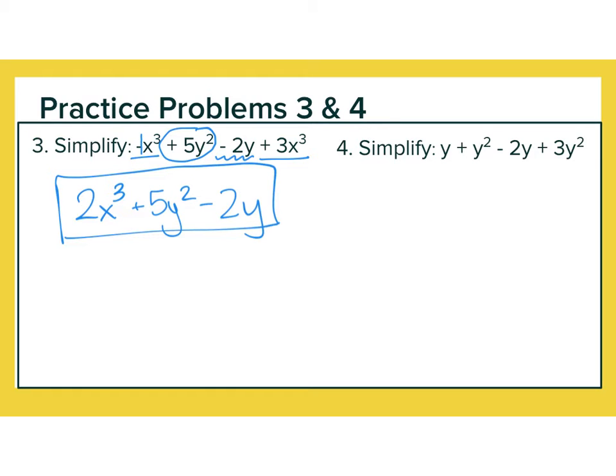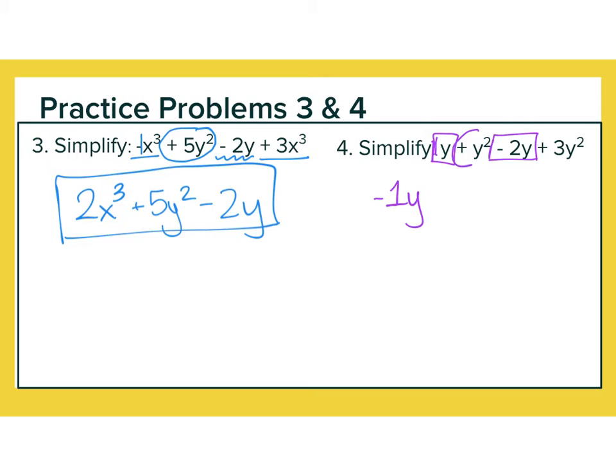Okay, I'm looking for just y's. I have a y, there's a 1 there, write it if you need to, and I have a -2y. So signs are different, so I subtract. 2 minus 1 is 1y. I have more negatives than positives, so it is a -1.